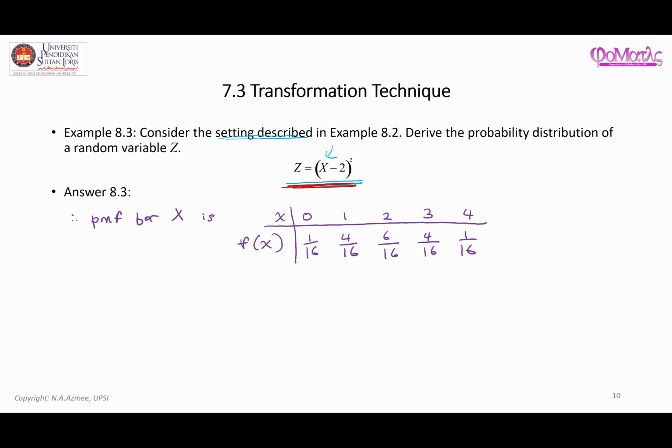Okay, again we're just going to do a simple transformation. Okay, so this is the value for z when x is 0. When x is 0, sorry, this one. Therefore, z is going to be negative 2 to the power of 4 is 4. And the probability of that, we're just going to take this probability, 1 over 16. Okay. Next, when x is 1, so negative 1 to the power of 2 is 1. And the probability of getting 1 is the same as this one, which is 4 over 16.